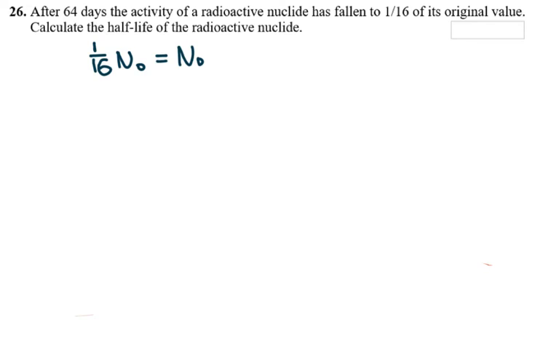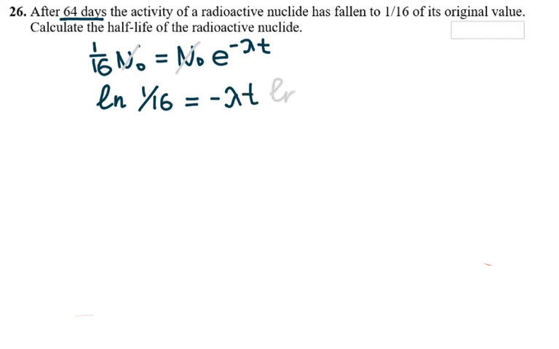So on the left side I have how much is left, on the right side I have the original number, then I have e to the power of negative lambda times t. They say 64 days, so that's going to be my t. N sub 0 can be cancelled, and then I have the natural log of 1/16 is equal to negative lambda t times the natural log of e. And instead of t, I'm going to plug in 64 days. My t is in days, so my result is going to be per day.